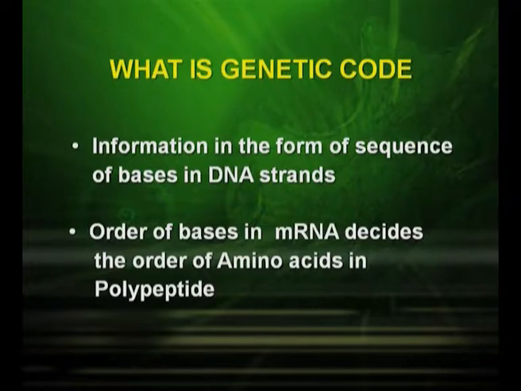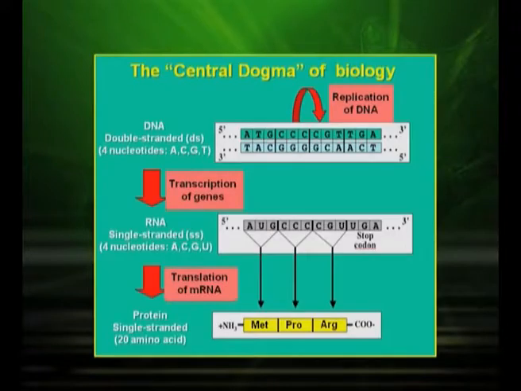It is the information in the form of a sequence of bases in DNA strands. And the order of bases in messenger RNA decides the order of amino acids in polypeptides. So the central dogma of biology says that DNA replicates by the process of replication, and after that the DNA forms the RNA, that is the transcription of genes, and then the RNA forms a protein, which is called the translation of messenger RNA. And we can see in the picture the different amino acids which are used during the process.